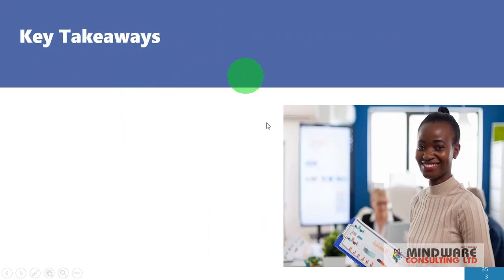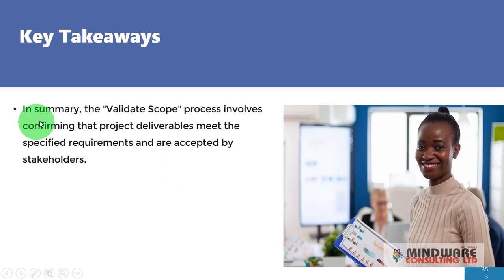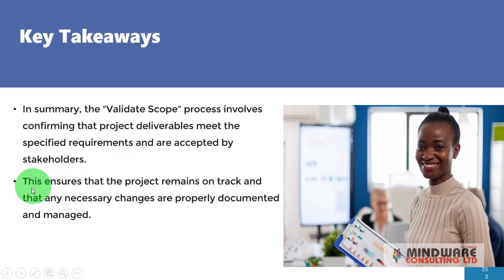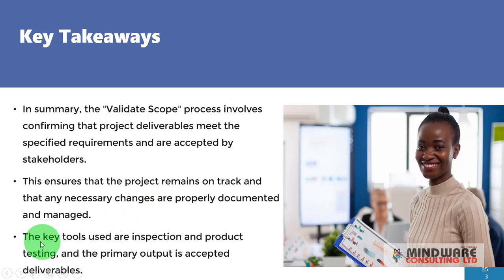So what are the key takeaways that you're going home with from this section? The validate scope process involves confirming that project deliverables meet the specified requirements and are accepted by stakeholders. This ensures that the project remains on track and that any necessary changes are properly documented and managed. The key tools used are inspection and product testing, and the primary output is what? Accepted deliverables.